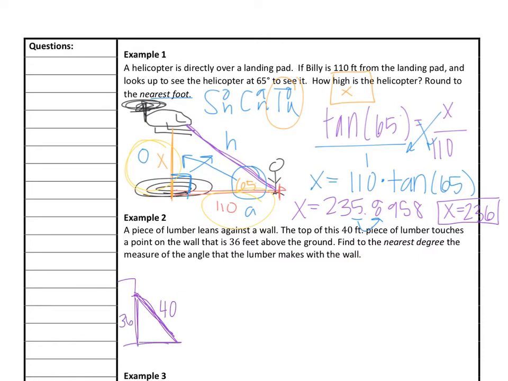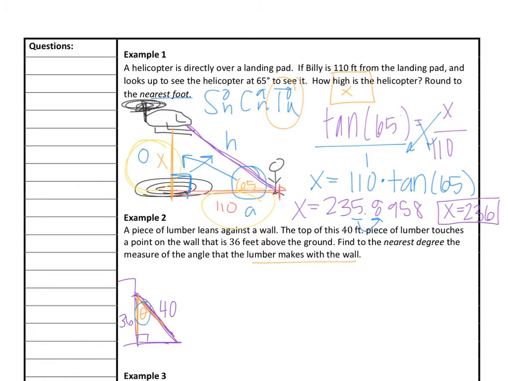So I can close this up to make my right triangle. Find, to the nearest degree, the measure of the angle that the lumber makes with the wall. So here's my lumber, here's my wall, so the angle we care about is up here. If you don't like calling your angles theta, you can choose to call it x. I always use theta. You can use x. It's your choice.